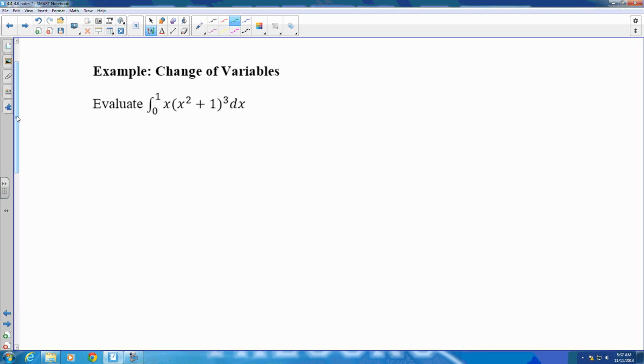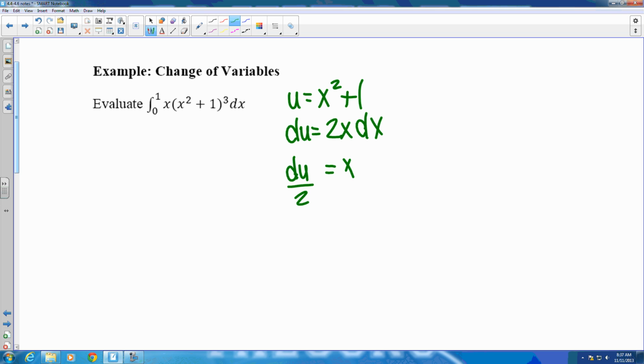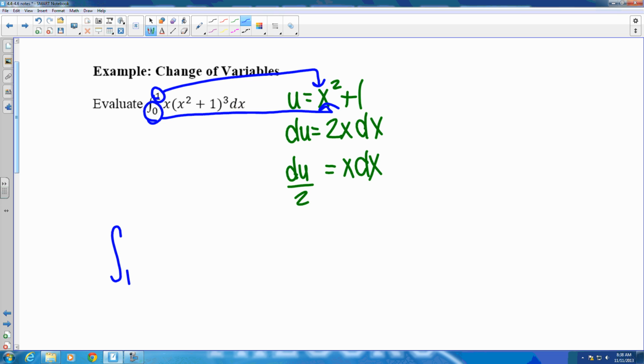You're going to pick your u, x squared plus 1. du is 2x dx. We don't have a 2, so we need to divide. We match perfectly. Before we put everything back in, what we need to do is take our old limits, so 0. We're going to plug it in to x, figure out what it's going to be now. That changes into a 1. 1 changes into a 2. So now we can plug it back in.